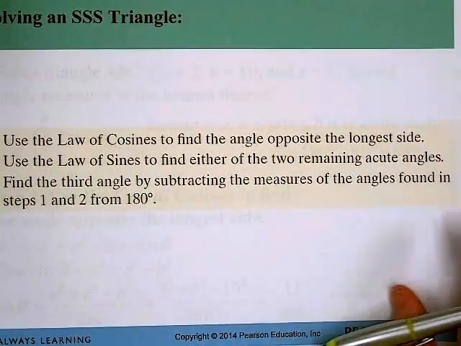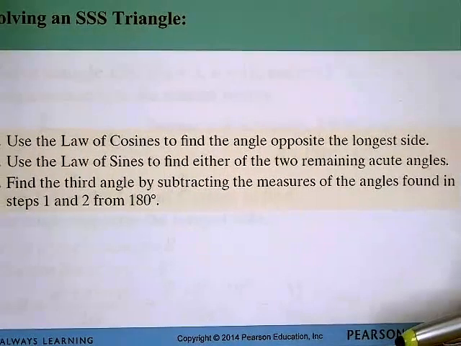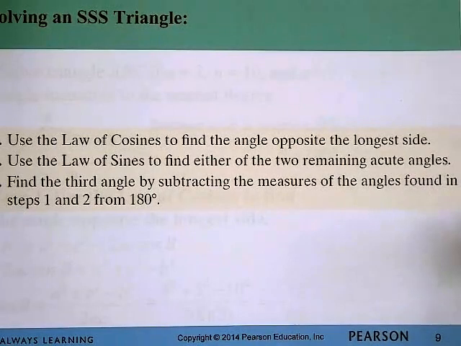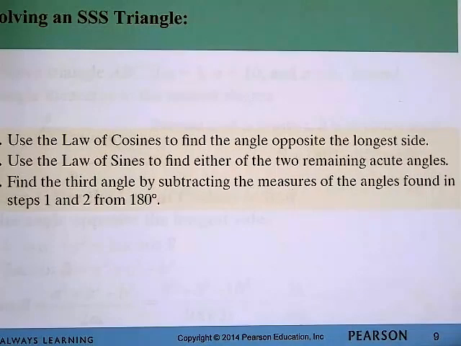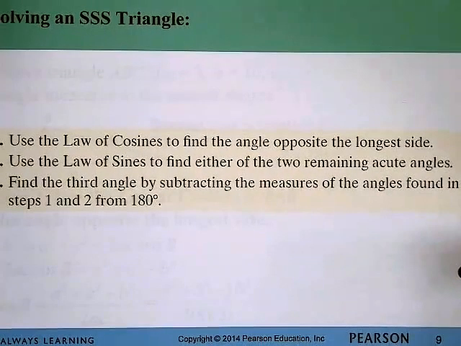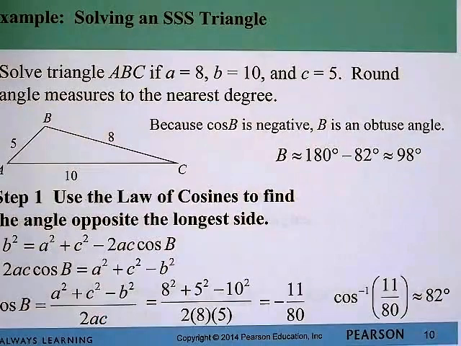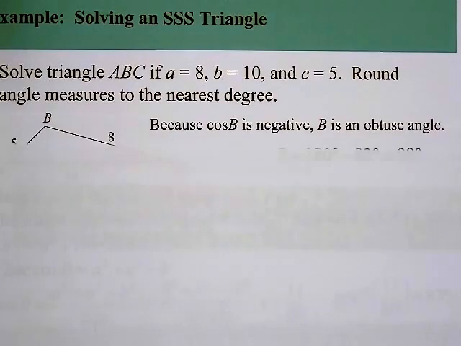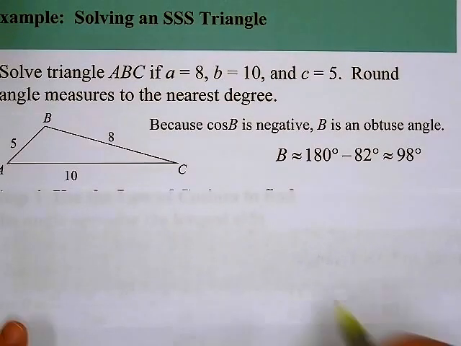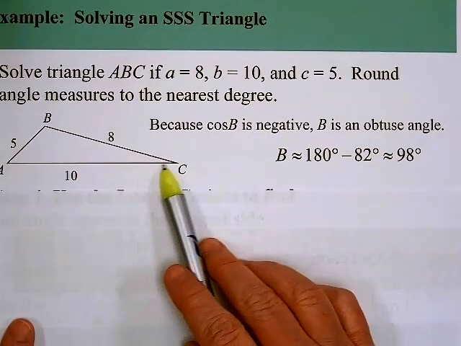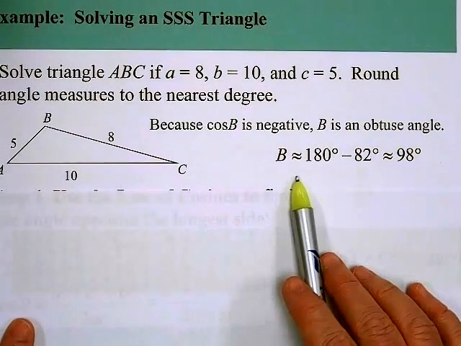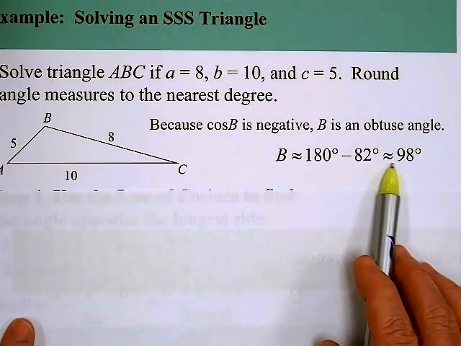We're going to use the law of cosines to find the angle opposite the longest side. Use the law of sines to find either of the two remaining acute angles. Find the third angle by subtracting the measure of the angles found in 1 and 2 from 180. So we're going to solve this triangle if A is 8, B is 10, and C is 5. Round angles to the nearest degree. Because the cosine of B is negative, B is an obtuse angle. B is equal to 180 minus 82, which is 98.